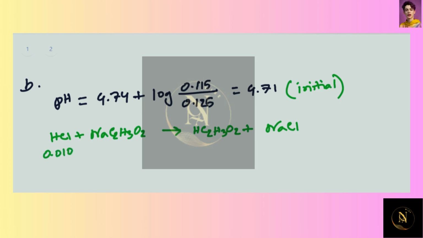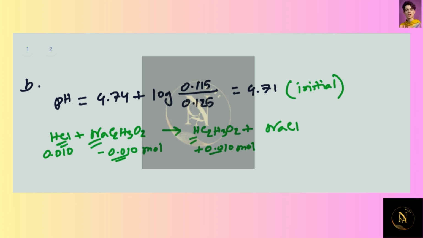Now we are adding 0.010 mole of this HCl, which will react with 0.010 mole of our base and will produce 0.010 mole of the acid. So that will just add this mole to the initial number of moles of the acid, and this amount will be subtracted from the initial number of moles of the base.